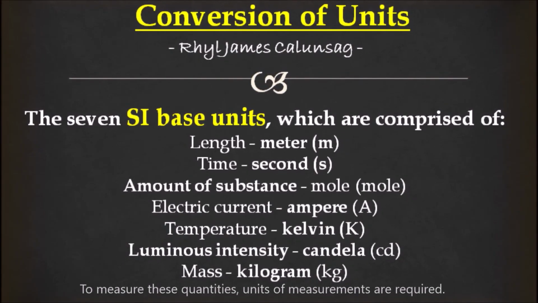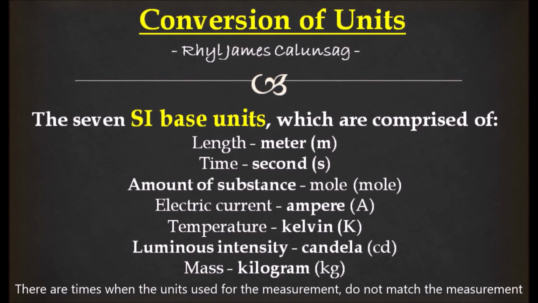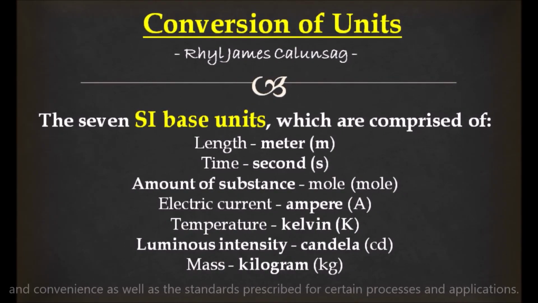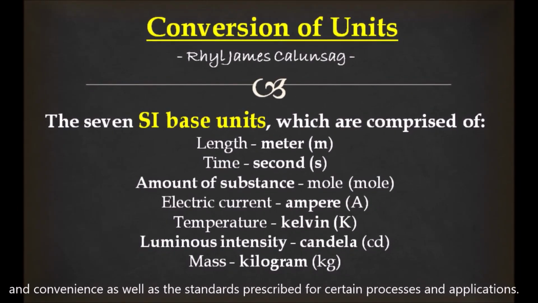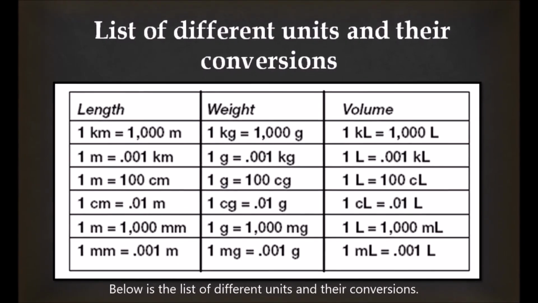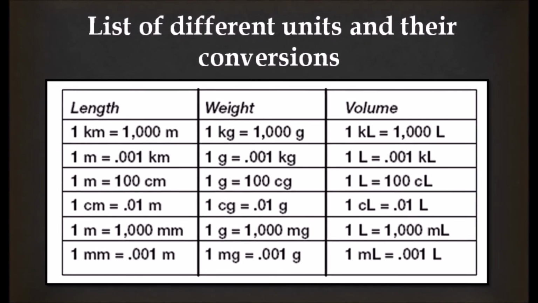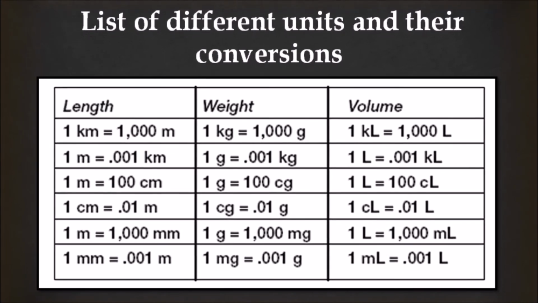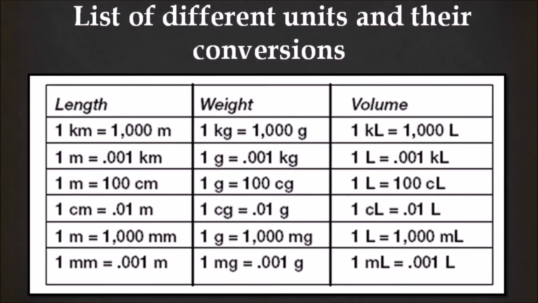measurement. To measure these quantities, units of measurements are required. There are times when the units used for the measurement do not match the measurement preference and convenience as well as the standards prescribed for certain processes and applications. Below is the list of the different units and their conversions. We have length. 1 kilometer is equal to 1,000 meters. We have weight. 1 kilogram is equal to 1,000 grams. And we have volume. 1 kiloliter is equal to 1,000 liters.